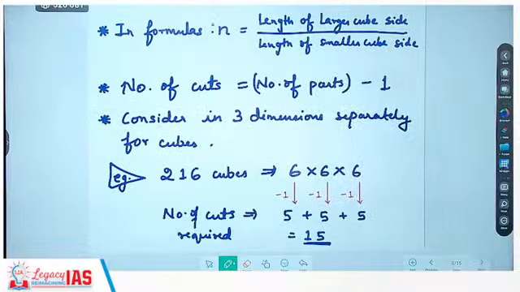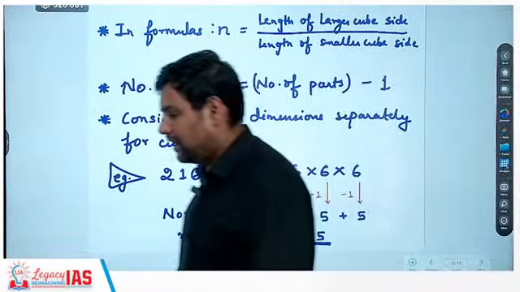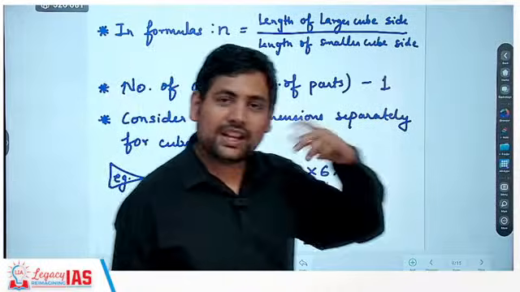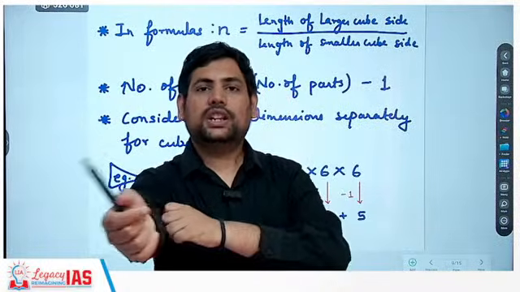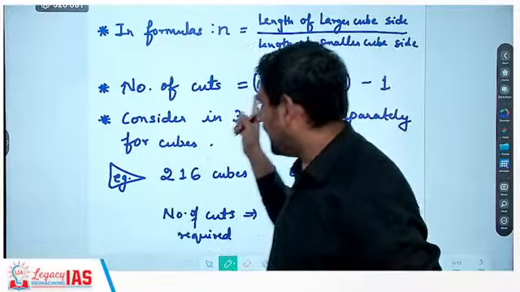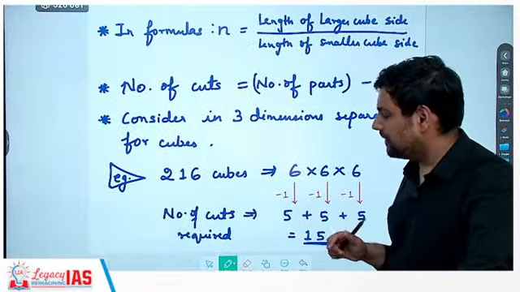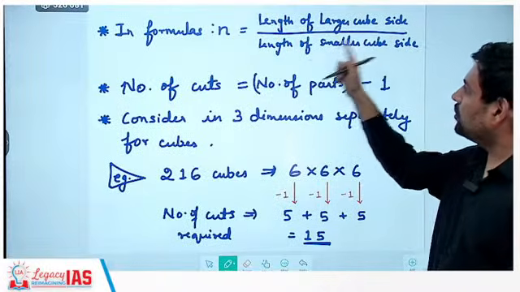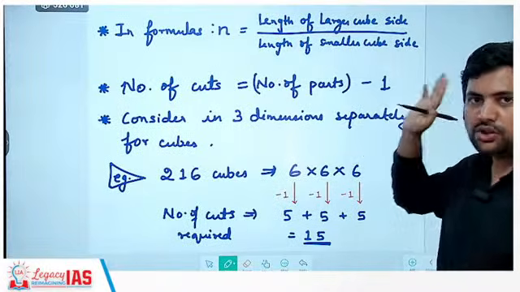Then after this is the value of n. Now n is very important in our formulas. This is the variable that we'll use in all our formulas. Now first thing, so n is what? n is the length of the larger cube side upon the length of the smaller cube side.